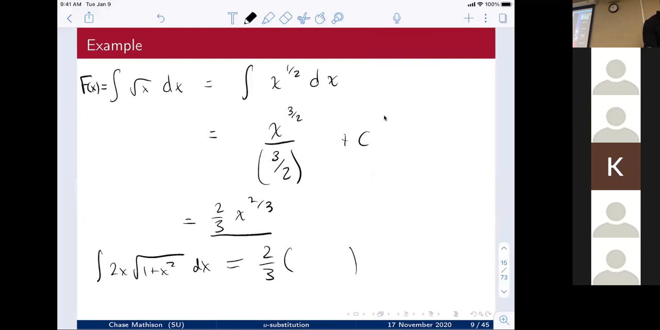So 2/3 times, caught myself there, x to the 3/2. There we go. I always say something if I write something wrong. So 2/3 x to the 3/2. So 2/3 times 1 plus x squared to the 3/2 plus c. I should have a plus c up here as well.